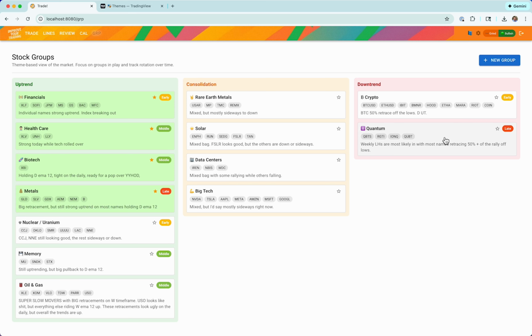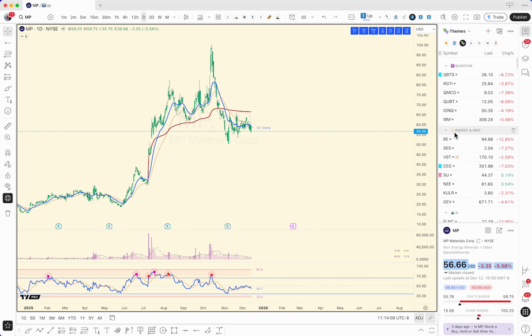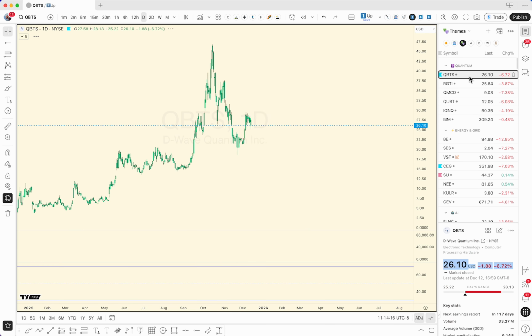Quantum I actually have in my downtrend list after this weekend's review. Let's take a quick look at that one. Quantum is at the very top. That was the first time I identified that a theme was going crazy, and I began this themes list, so that's why it's at the top. Doesn't mean it's in order of priority.